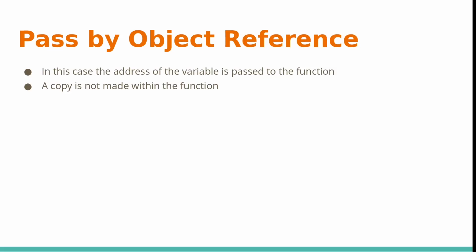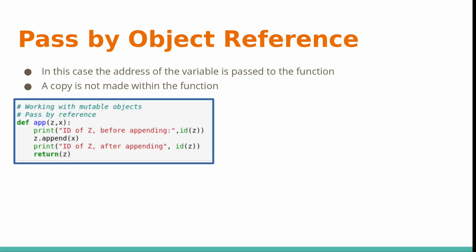What happens when we pass by object reference? In this case, we again pass the address of the variable, but no copy is made inside the function. So the function simply takes whatever variable is there and essentially changes it if it has to. So for that, let's look at another example.